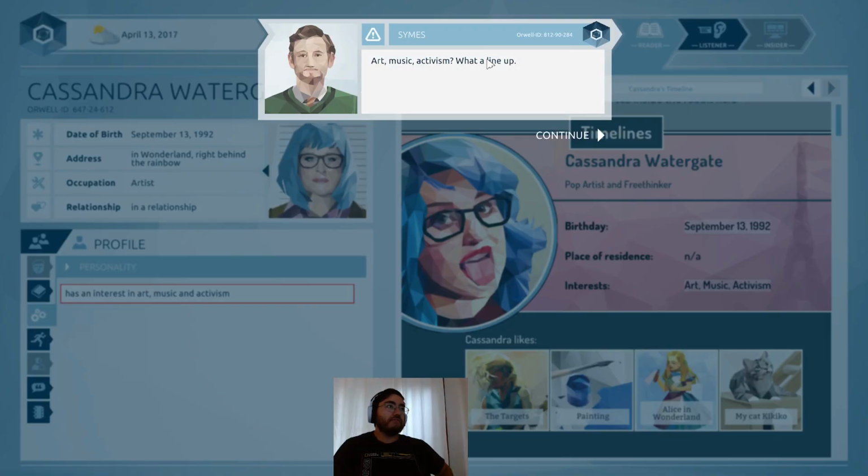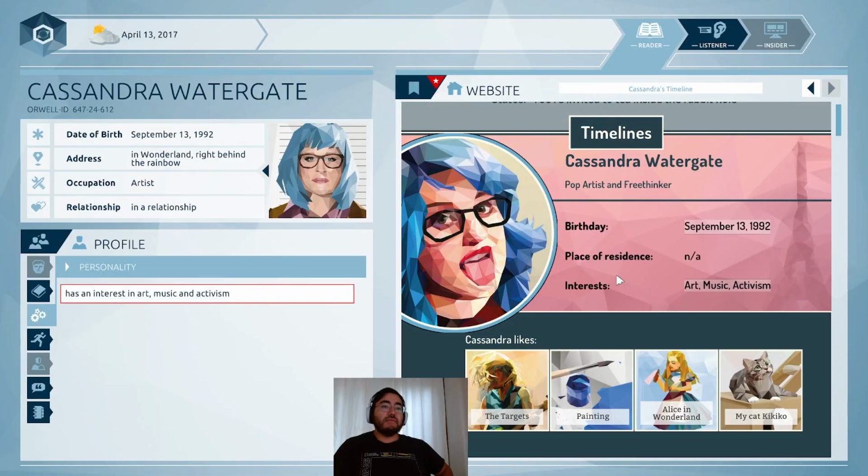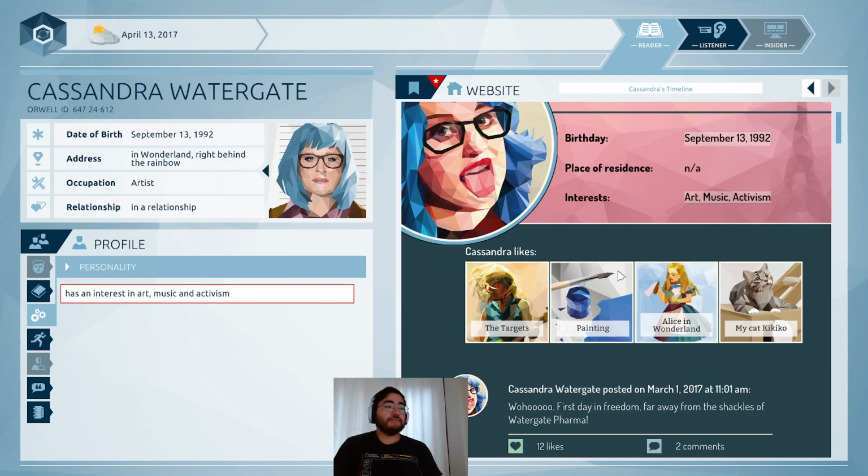Art, music, activism. What a lineup. So activism is protest and fighting against the government, or fighting for something. It doesn't have to be against the government. It could be anything really. You could be an animal rights activist like PETA, where they want to save animals from being killed, or you could be an anti-government activist like she is, where you're protesting the government.